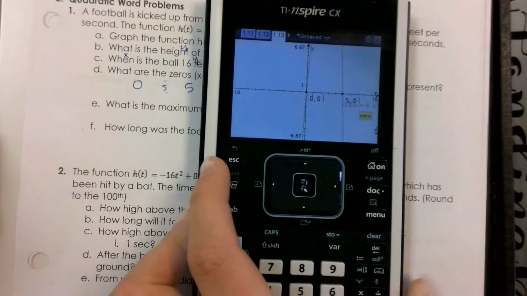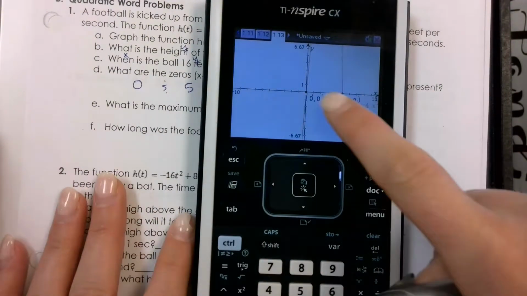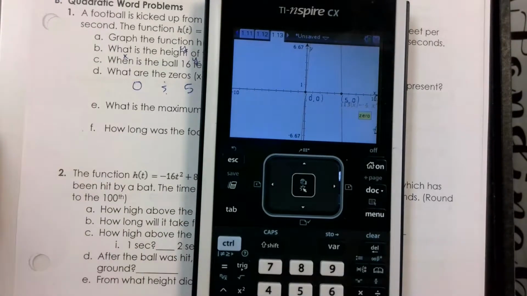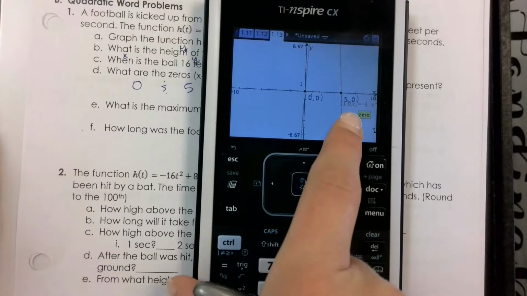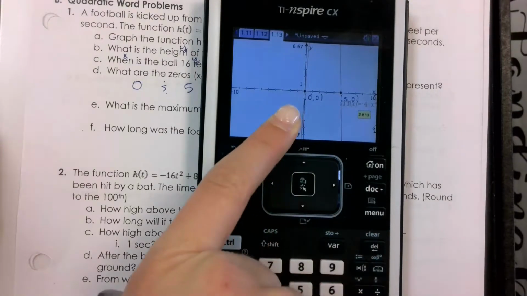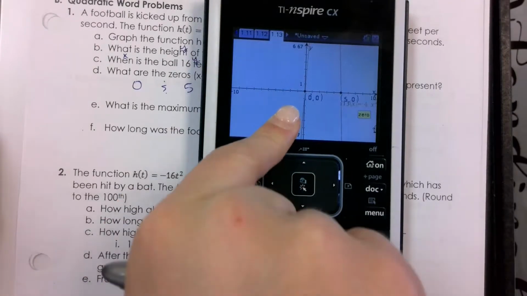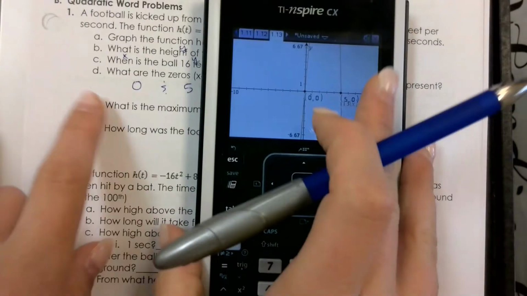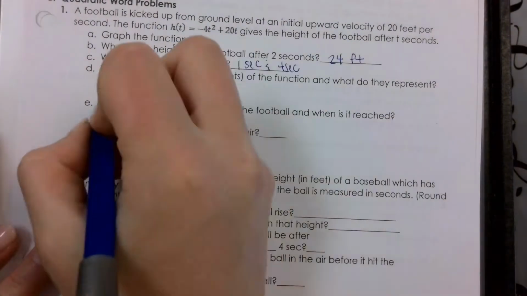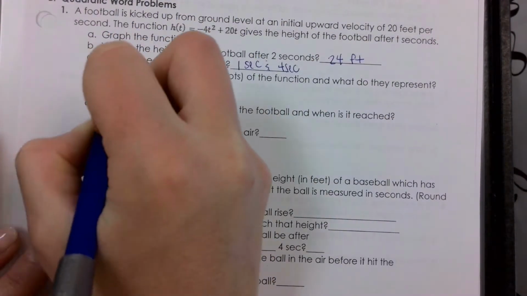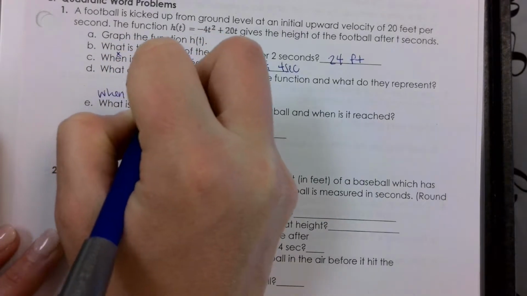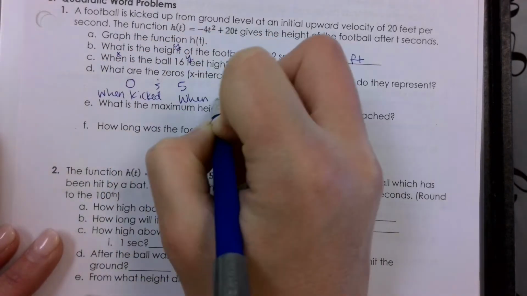So here's our graph. There are zeros. And we're talking about a football being kicked and coming back down. So what are those zeros? Where it lands. And that would be the second one, right? What would the first one be? Where it's kicked, right? You're kicking a football. So it's where it's kicked and where it lands, or when it's kicked and when it lands. So we'll say when it's kicked and when it lands.